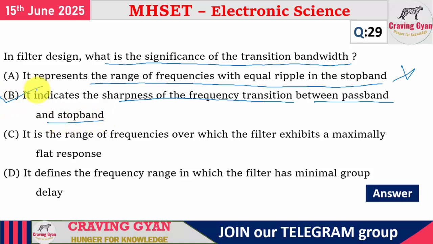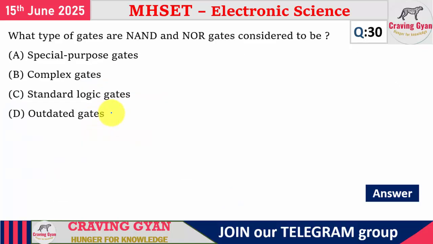Option B is correct. Option C, the range of frequencies over which the filter exhibits a maximally flat response, is a wrong one. In the fourth option, it defines the frequency range in which the filter has minimal group delay. Even this option is also wrong. So for this, option B is correct.